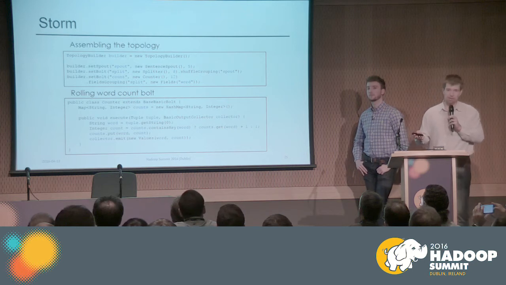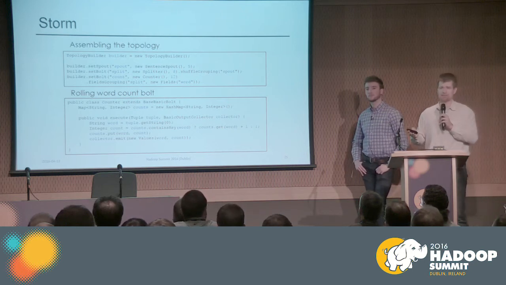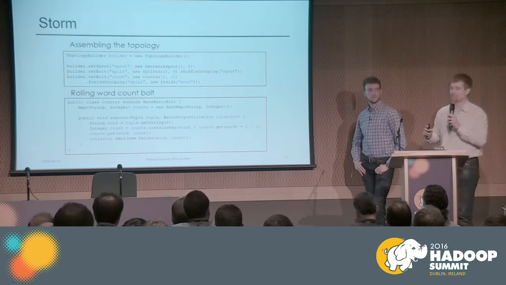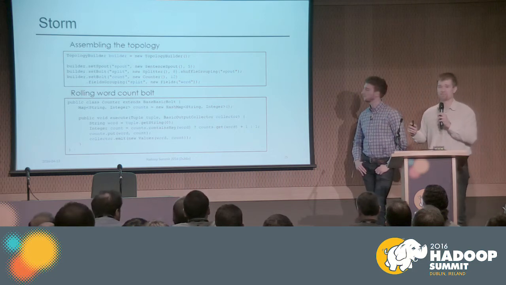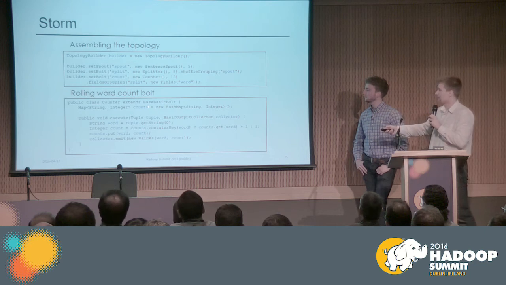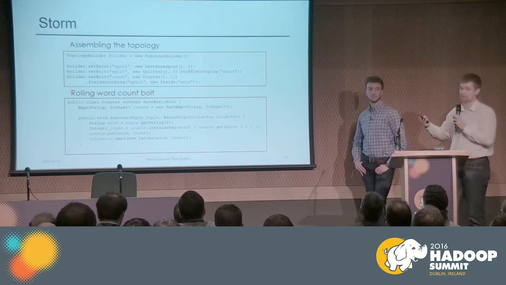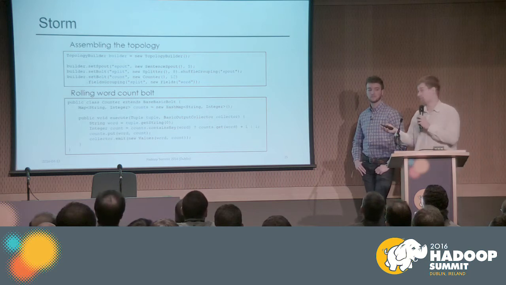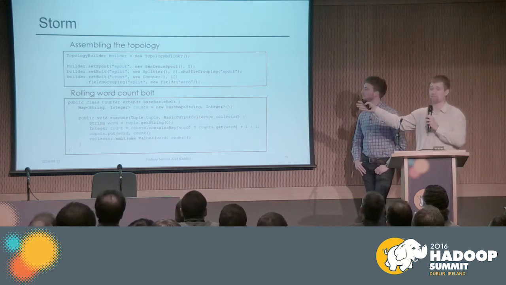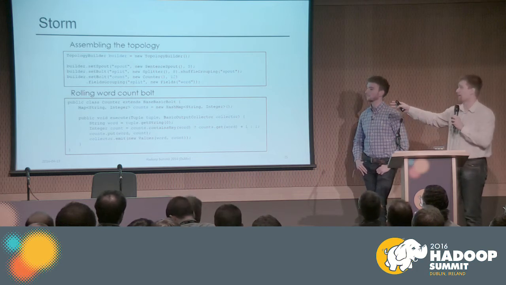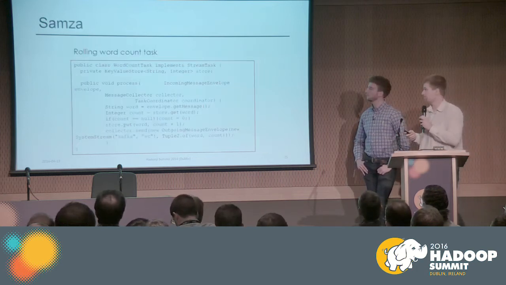Well, Storm 1.0 came out yesterday or the day before yesterday, if I'm not mistaken, and they have added a new feature in which you could, instead of a hash map, use something that is actually checkpointed and gives you at least once semantics. So that's something that we could have added onto this slide, but this is the basic idea of how this should look like in Storm.